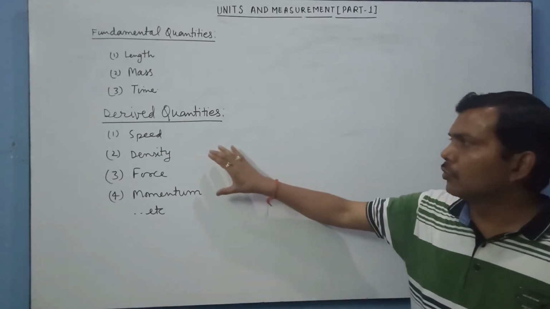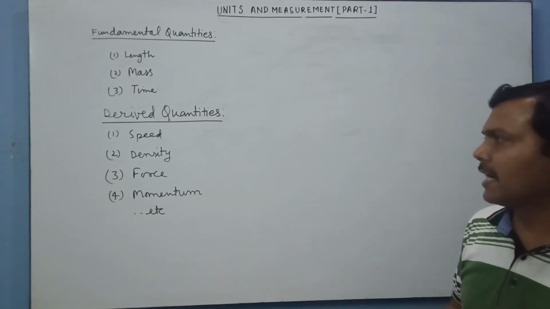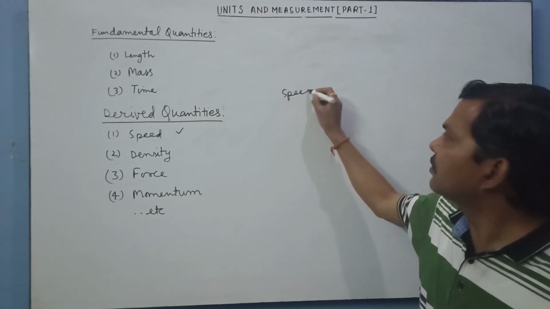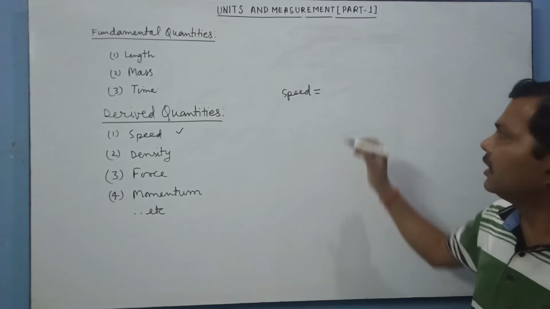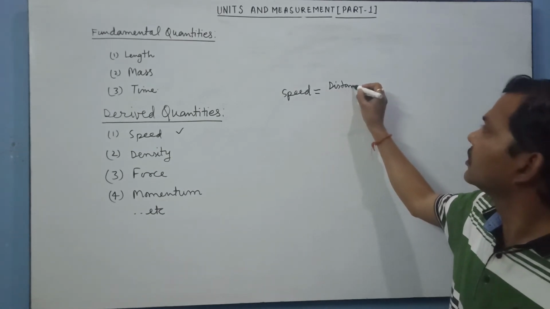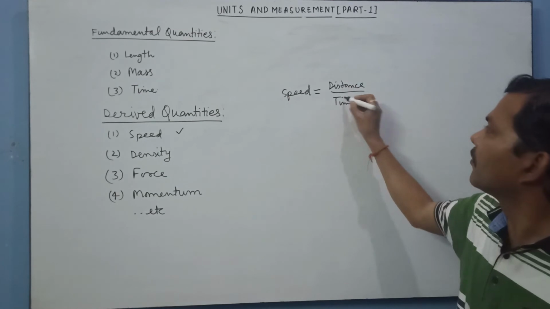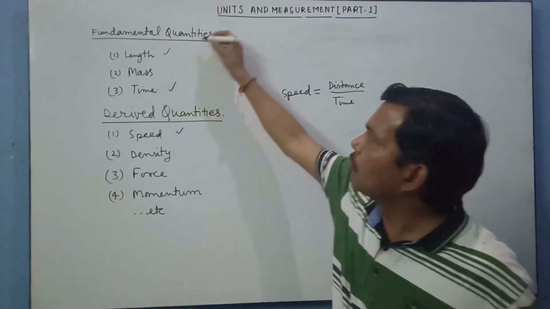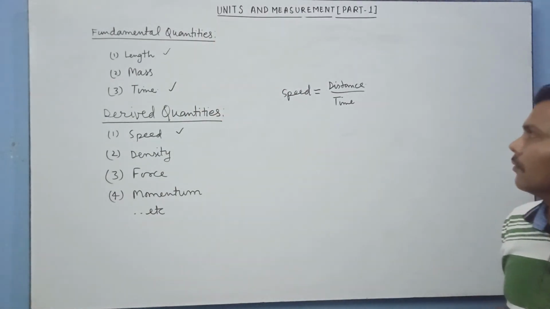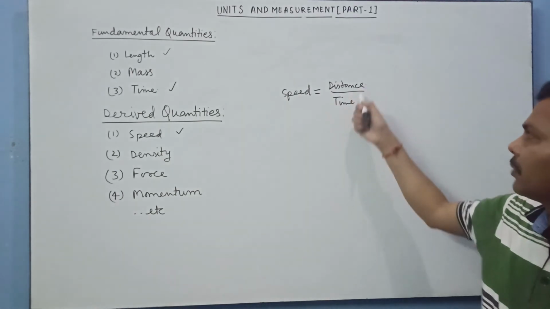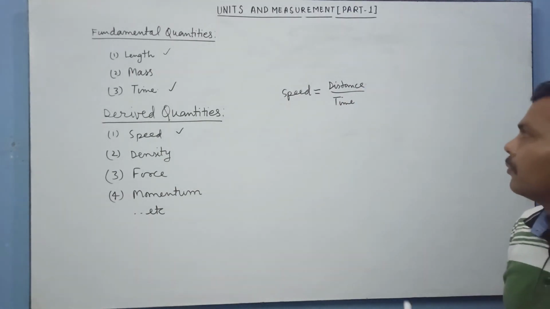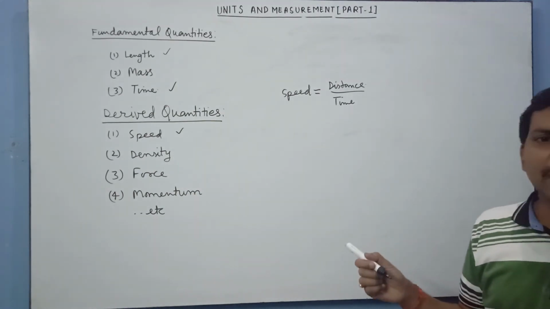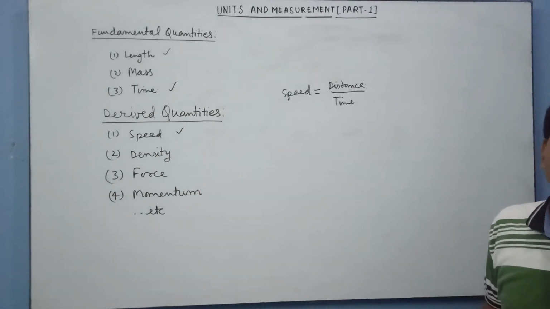The basic thing is to know why these quantities are known as derived quantities. So, we will take the first example, speed. Speed is distance over time. We can easily notice that distance is length, and length and time are both fundamental quantities. So speed can be expressed in terms of distance and time, means those quantities which can be expressed in terms of fundamental quantities are known as derived quantities.